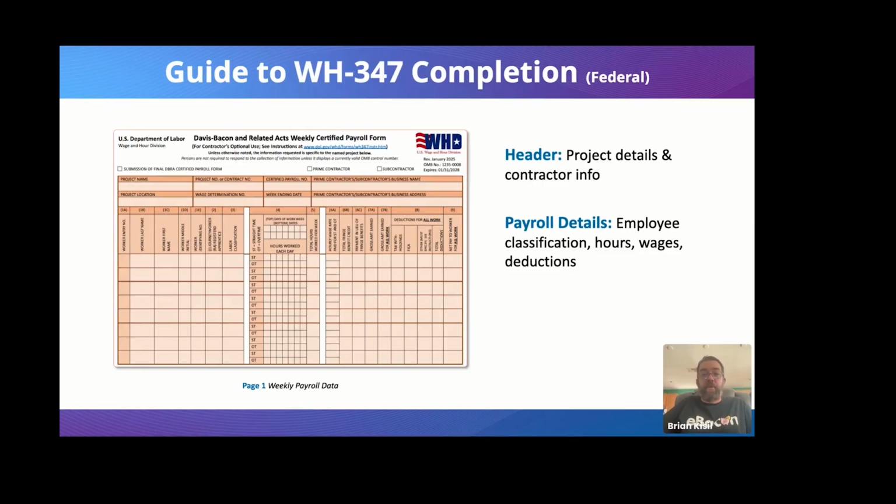So now obviously everyone knows that the 347 did change this year. Some GCs still require the old one because they're used to it. Some want the new one. So basically, you want to make sure you're using the form that is required by your general contractor.